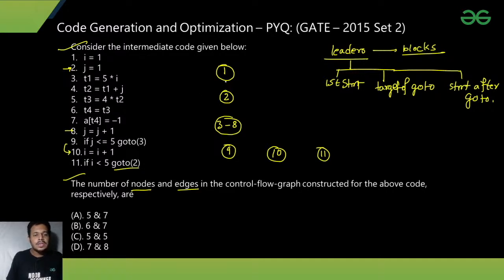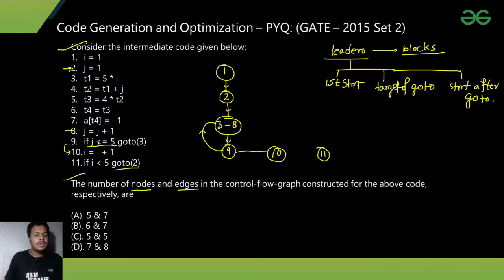So it is 1 to 2, that is fine, 2 to 3 is also fine, 3 to 8 is going right. Then 9. In 9, the condition is j less than or equal to 5. If the condition gets satisfied, then it will go back to the statement 3. Here another path will be there: 9 to 10 is fine.